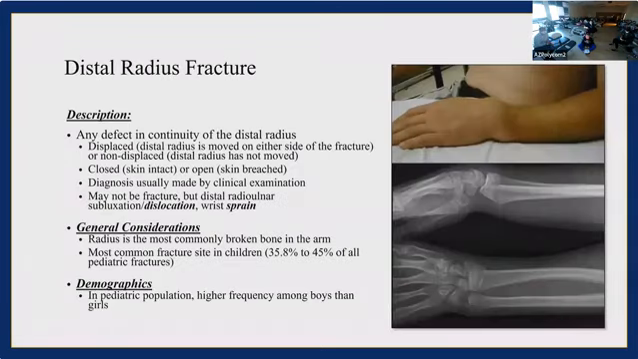So we keep going here. The first one is distal radius fracture. You can see the pictures on the right. It's any defect in the continuity of the distal radius on observation. What happens is the distal radius breaks and creates an observable change in the contour of the arm.